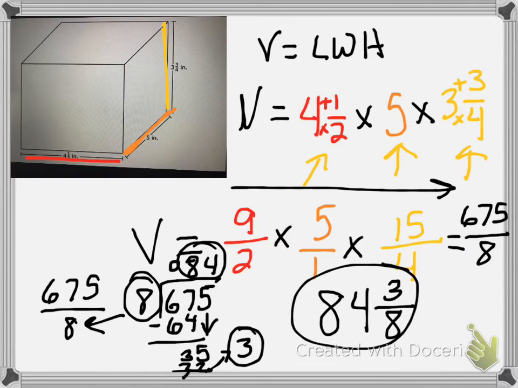So that is our total volume for our rectangular prism. We need to put a label on this, so we need to put inches, and because it's volume, we need to put a cubed, or a 3, on our label. So this is 84 3/8 cubic inches.